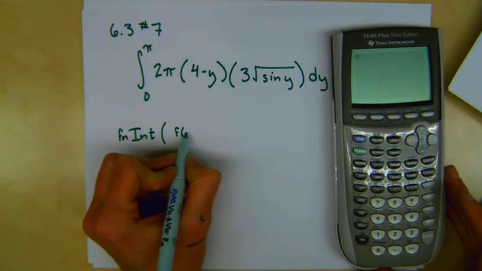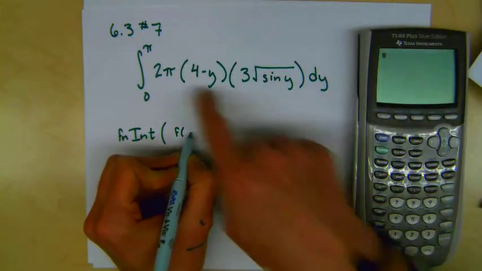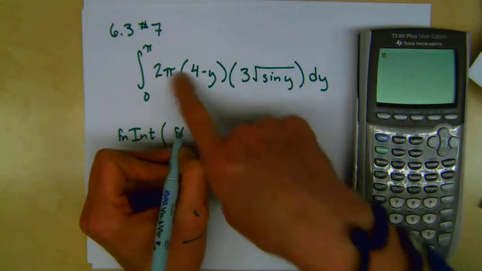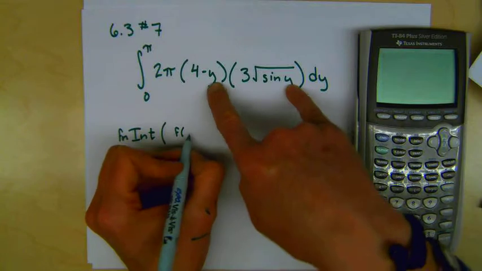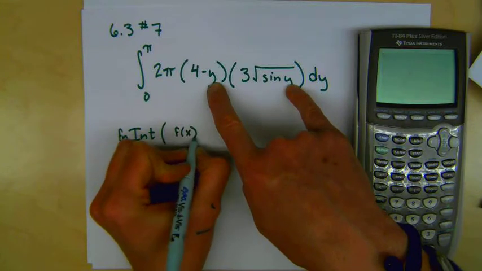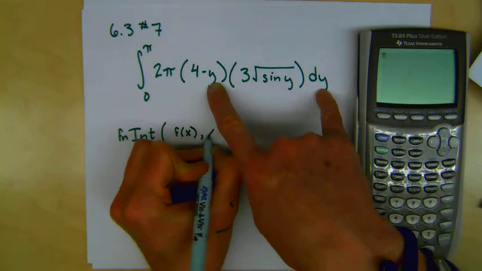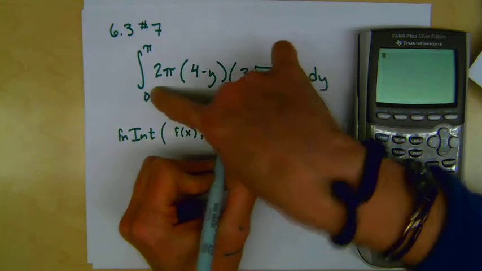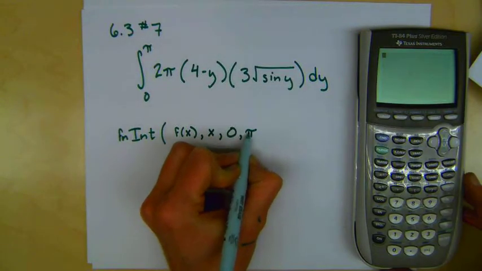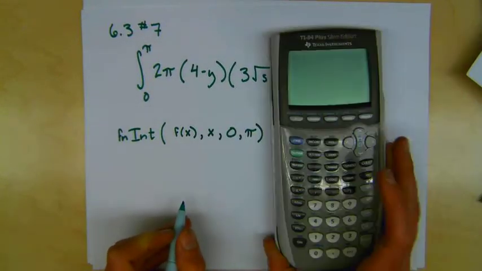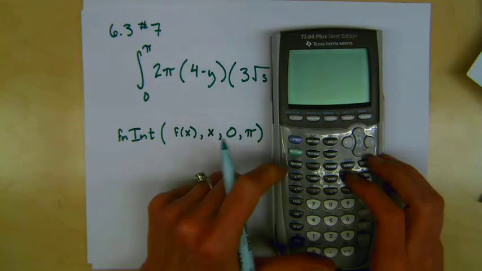So f of y is what our function name is, but really this could have any variable name. And in our calculator, I'm going to call it f of x. And then I'm going to integrate with respect to x. And the bounds are going to go from 0 to pi. So I'm going to type that into the calculator.